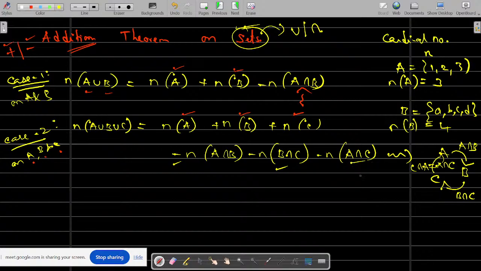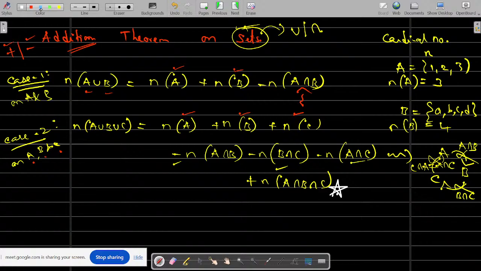So remove it. In addition to that, you have to remember one more term: plus n of A intersection B intersection C. What happens here is that when you remove A intersection B, the common thing is removed. Here also the common thing is removed, and here also. But ultimately there will be one element present, so we have to add this back. I'll place a star mark because you should not forget this one.